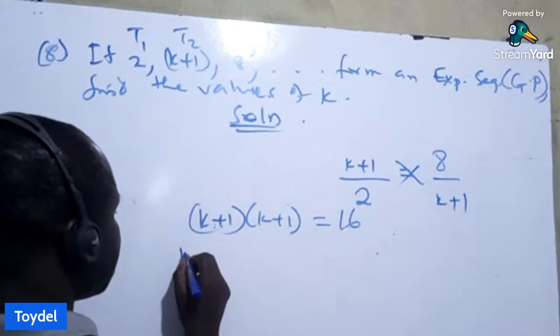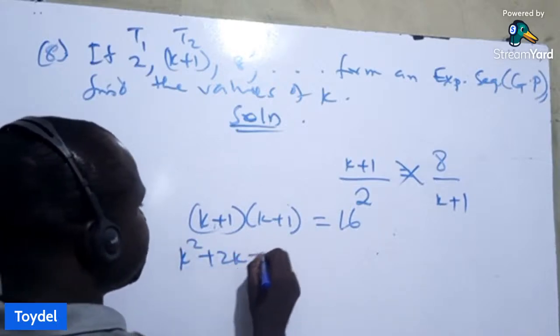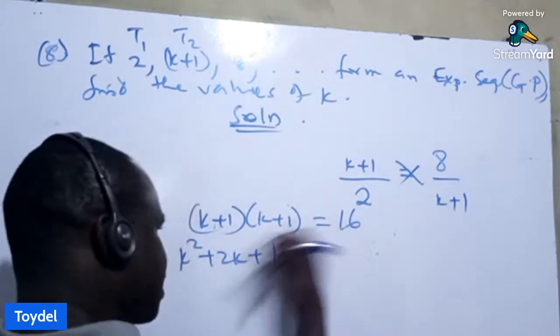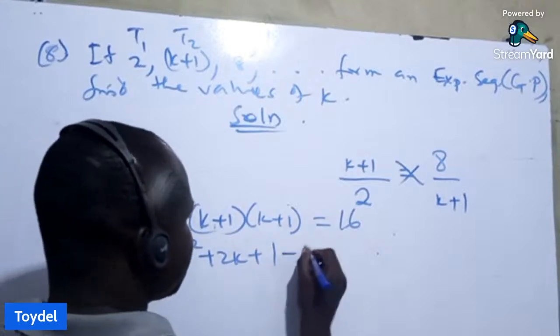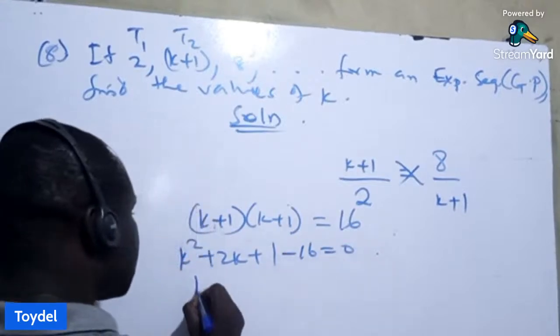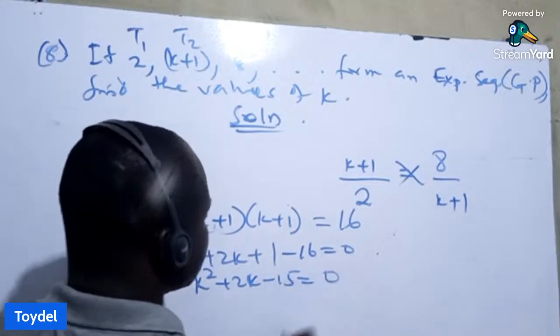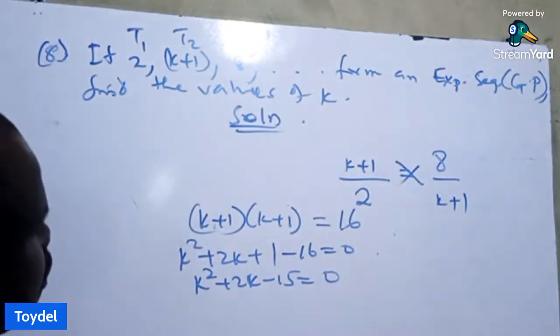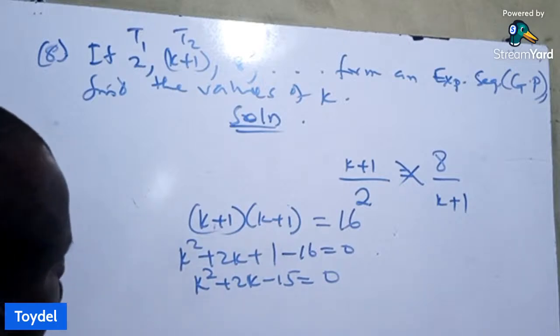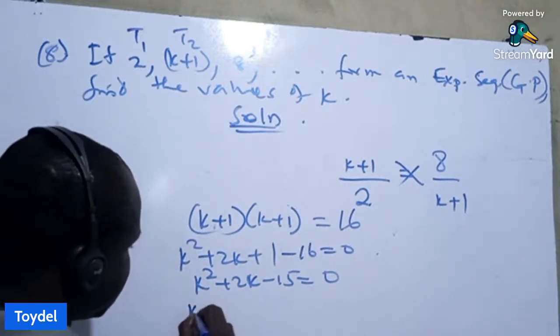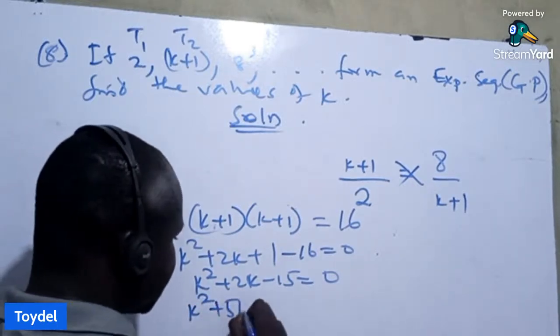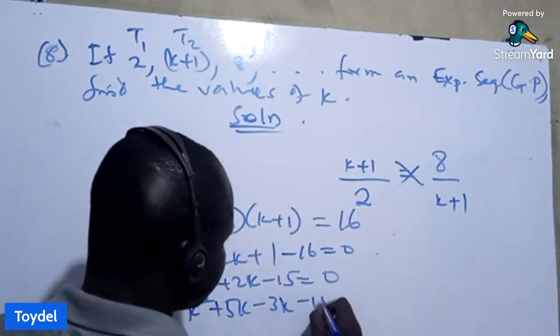If I expand this, I have k squared plus 2k plus 1. Then the 16 can come in to have minus 16 equal to 0. So we have k squared plus 2k minus 15 equal to 0. What we have here is called a quadratic equation. Of course, I can go ahead and factorize. What are the two factors? I'm going to have k squared plus 5k minus 3k minus 15 equal to 0.